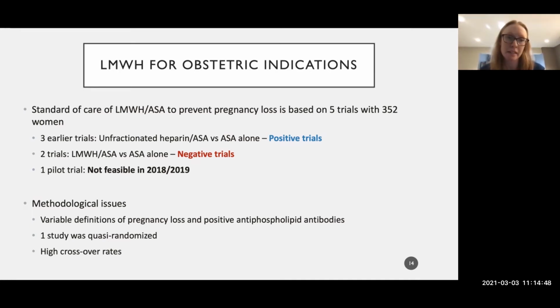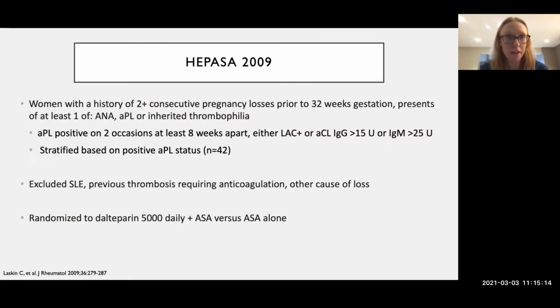There were many methodological issues. I've talked already about the variable definitions of what's a pregnancy loss and what's a positive antibody. One study was not truly randomized. One of the positive studies and one of the negative studies had higher crossover rates of 25%. So again, a lot of not perfect data that we really base our guidelines on.